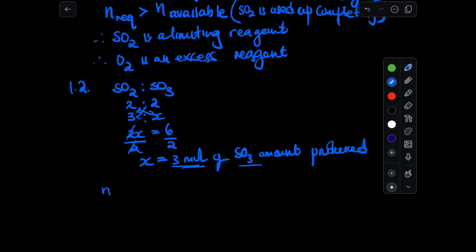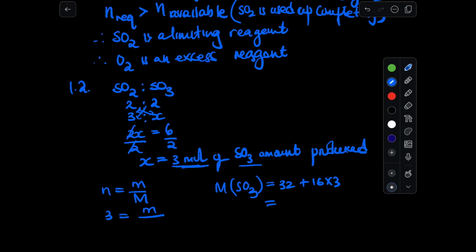We'll use the formula that says number of moles is equal to mass over molar mass. We do have the number of moles that we want to convert. We want the mass, and the molar mass of the sulfur trioxide we have to calculate. So let's do it here aside. The molar mass of sulfur trioxide: the molar mass of sulfur is 32 plus the oxygen is 16, 16 times 3.